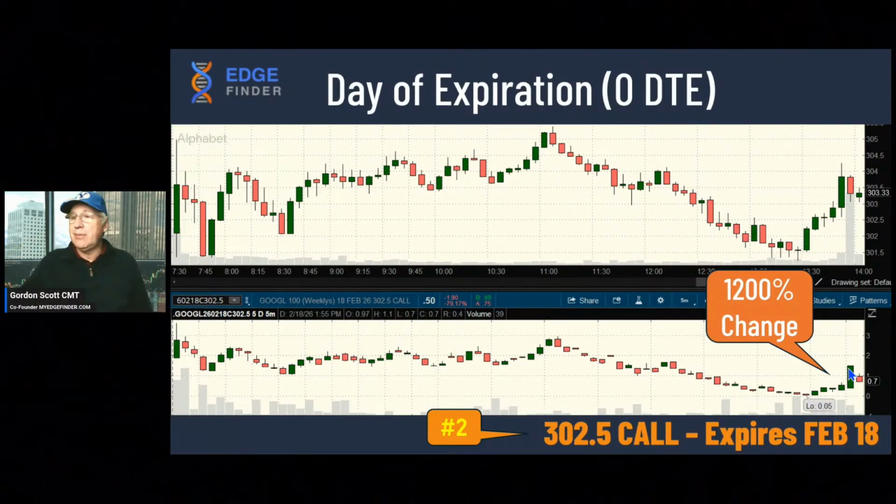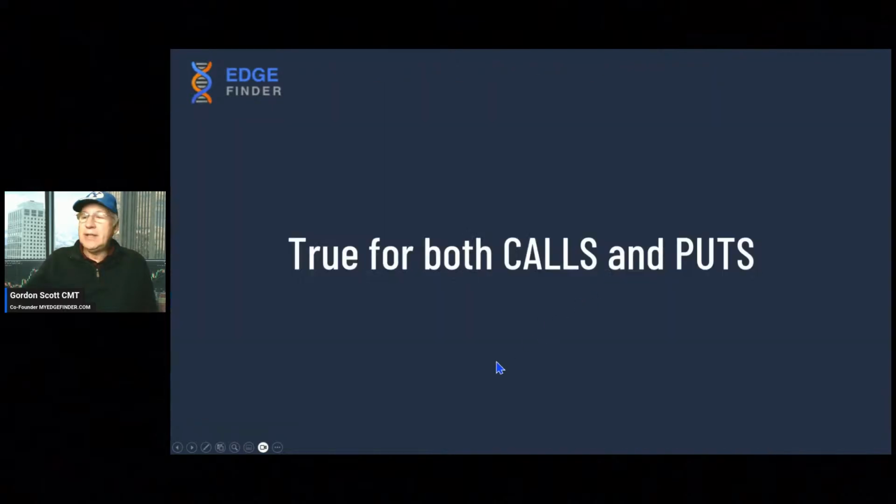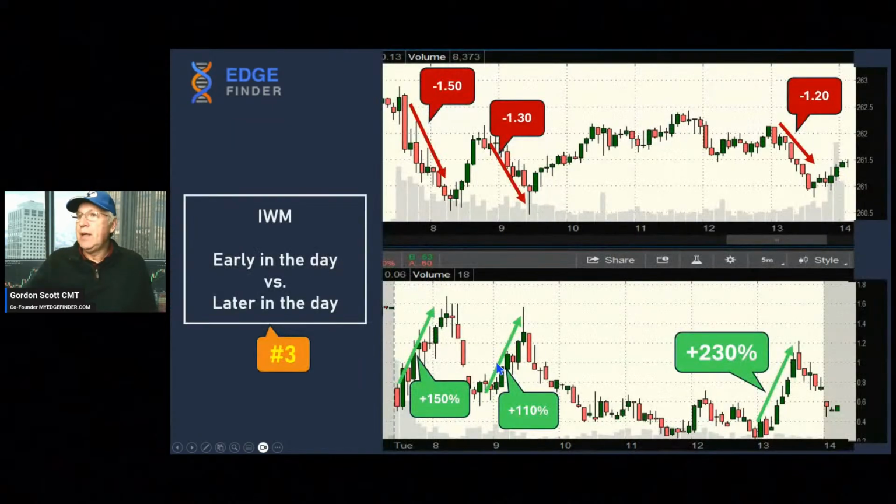Yeah, you can bet I was excited. That's the extreme opportunity that tends to happen. This is true for both calls and puts, right? Here's IWM on a day more recently. IWM is the ETF that tracks the Russell 2000.